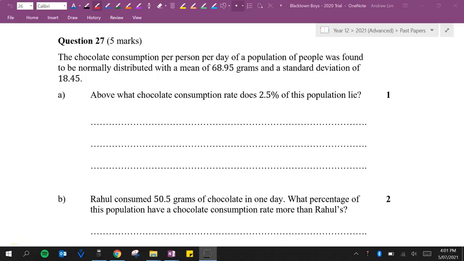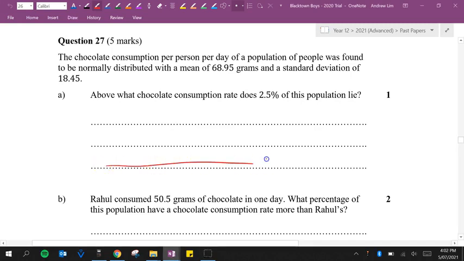Okay, question 27 of the Blacktown Boys 2020 trial. The chocolate consumption per person per day of a population of people was found to be normally distributed with a mean of 68.95 grams and a standard deviation of 18.45. Above what chocolate consumption rate does 2.5% of this population lie?